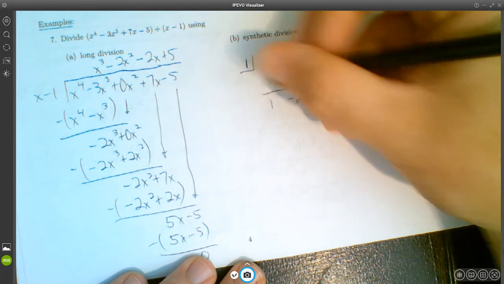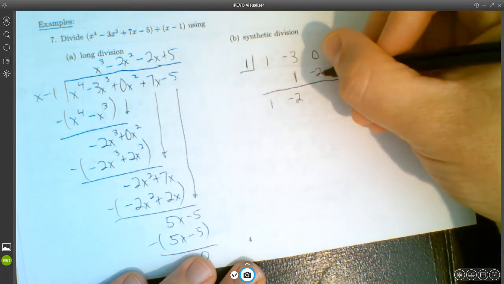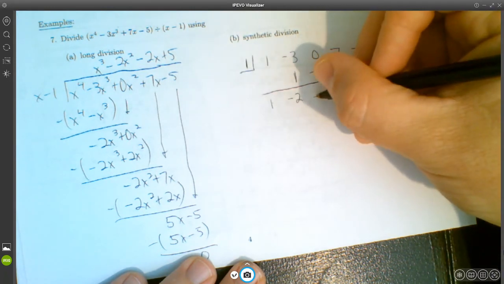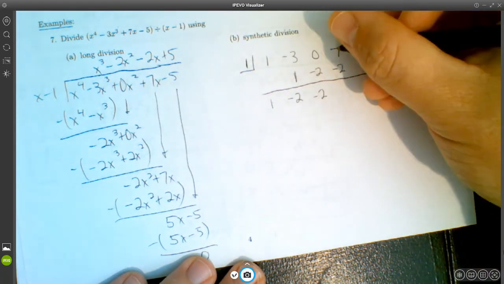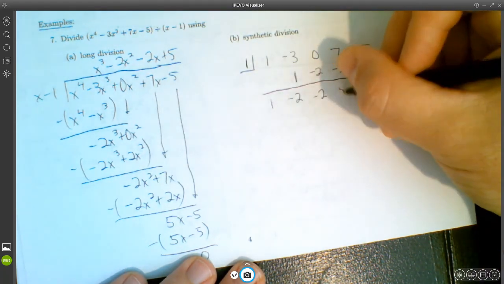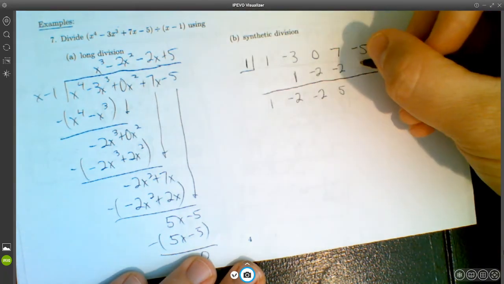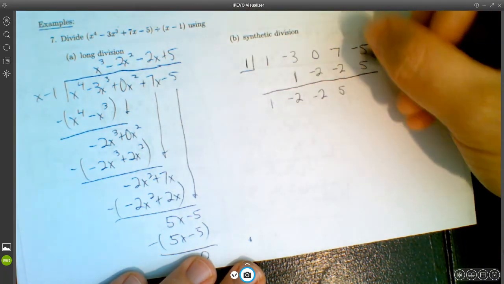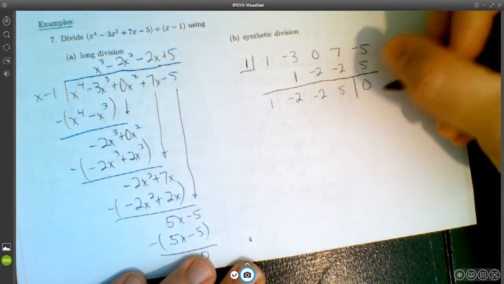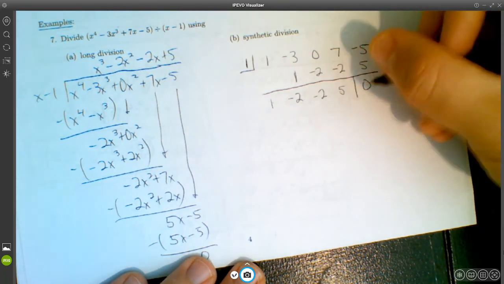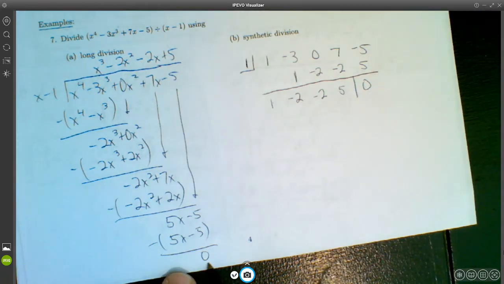and then you multiply and put the answer there. Then you add these two things, and you multiply and put the answer there. Then you add these two things, then you multiply and put the answer there. Then you add these two things, and you're done. This last number is the remainder. In this case, we have a remainder 0, which corresponds nicely with what we got when we did long division.